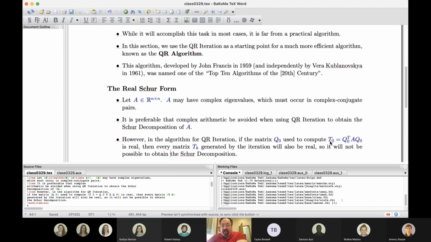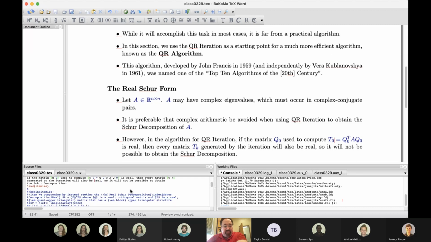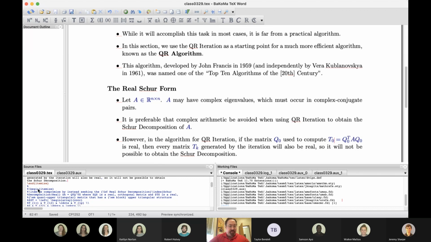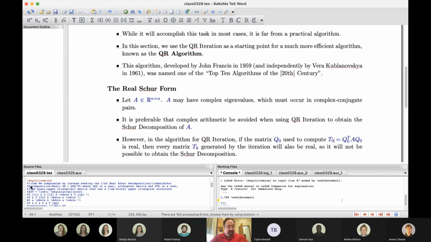So for the QR iteration, we start with an operation like this. We come up with some orthogonal matrix Q naught, and we carry out this. So if this is real, then we just compute the QR factorization of this and multiply the factors in reverse order over and over again. Again, nothing complex will come from that. So in this case, this algorithm will not produce the actual Schur decomposition. But that's okay.